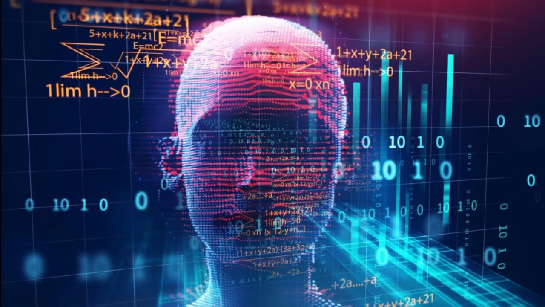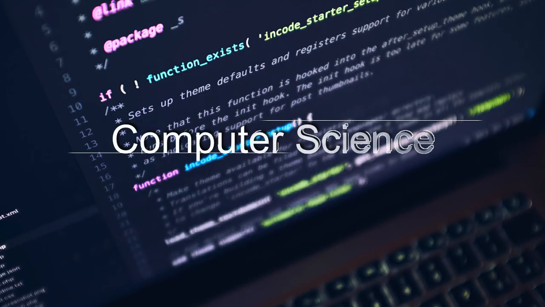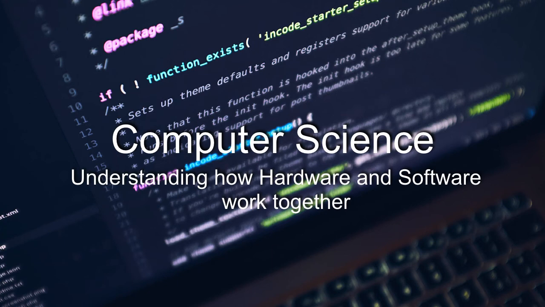So your job as a computer scientist is to understand how software and hardware work together and be able to write programs that are going to help computers to be able to do the things that humans need. And that's abstraction using binary.